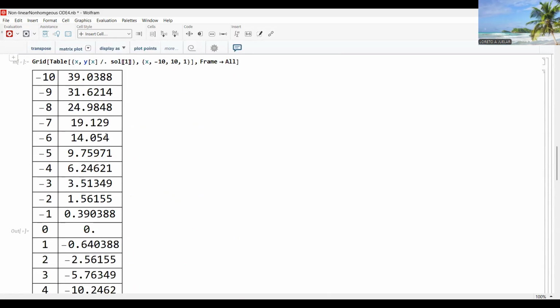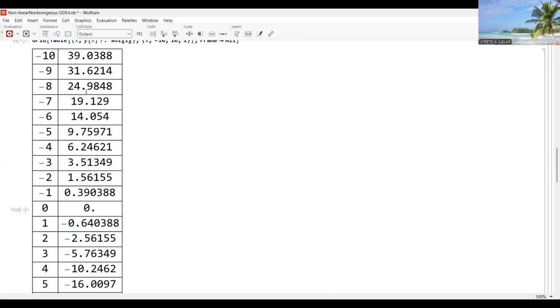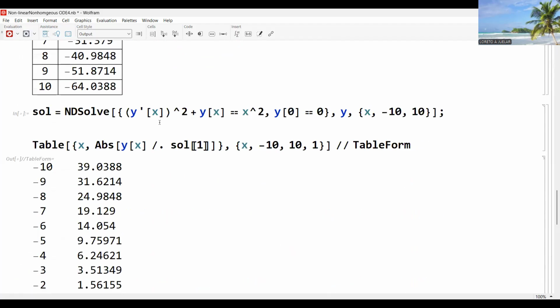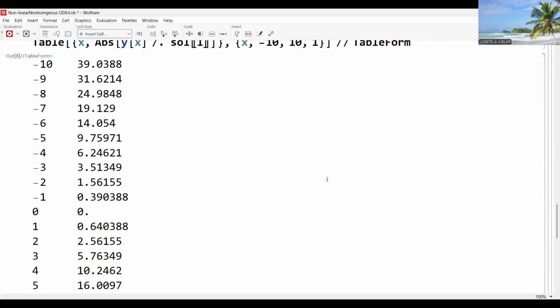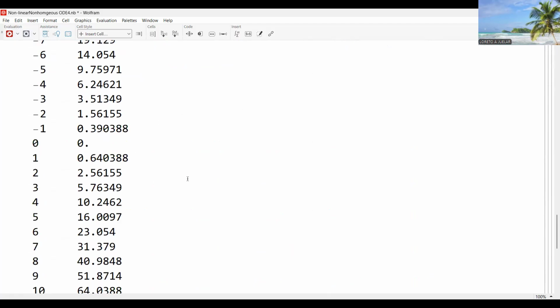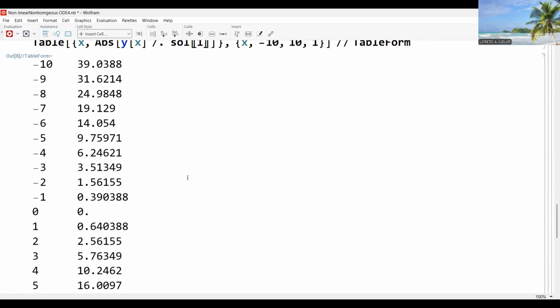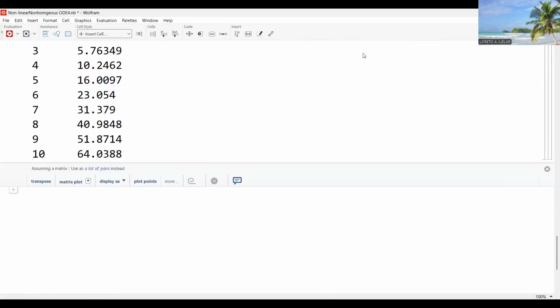We have, by using the grid table here, if x equal to negative 10, y equal to 39.0388. If x equal to negative 9, y equal to 31.6214. If x equal to negative 8, y equal to 24.9848. So these are all the values of x and y here from negative 10 to positive 10.